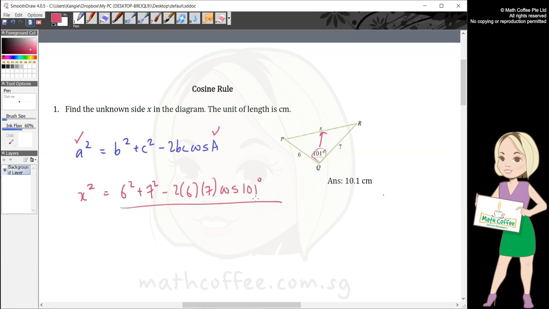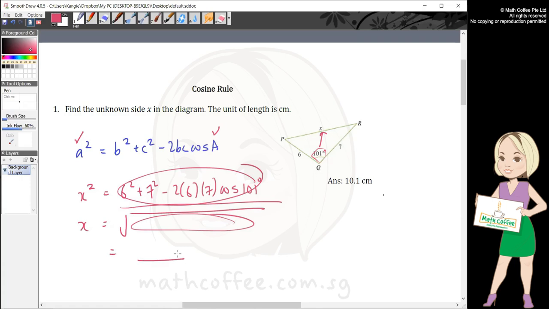Why? Because this whole thing you can press on the calculator. So x equals this whole thing, then after that, you square root and you get the answer. Of course, I'm not going to press it now. In the end, you get 10.1. This one is just an introduction to highlight to you that please make sure the couple is here and here, okay?